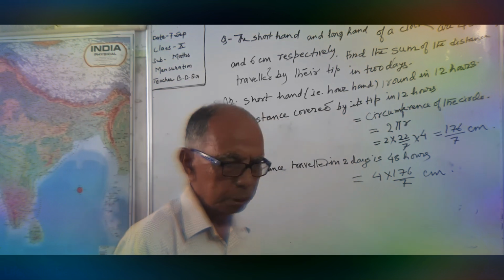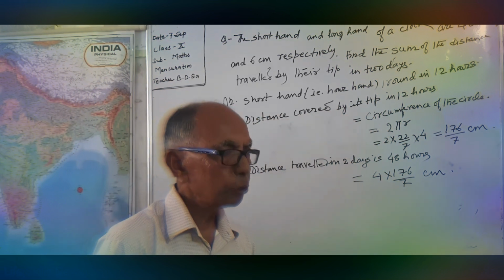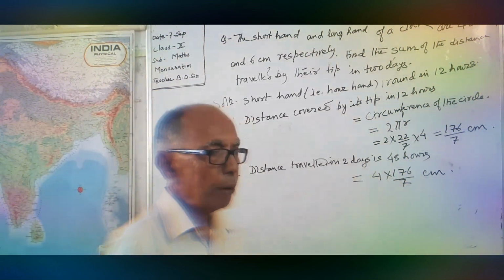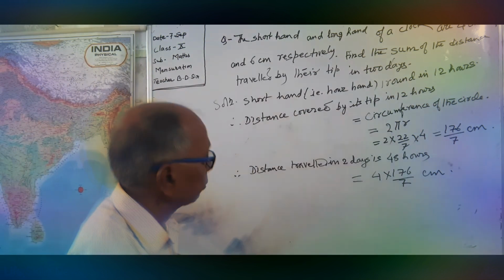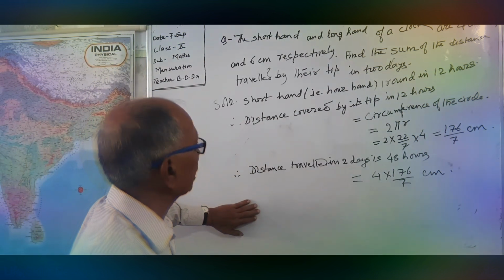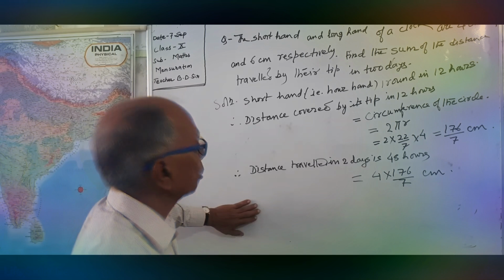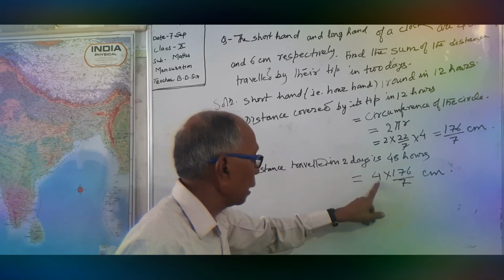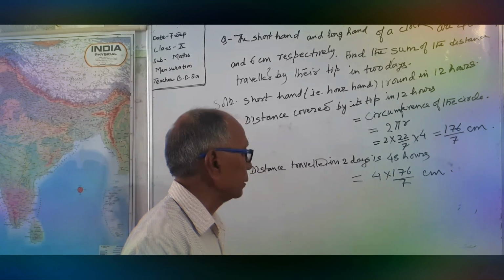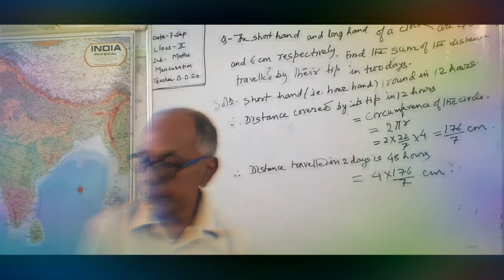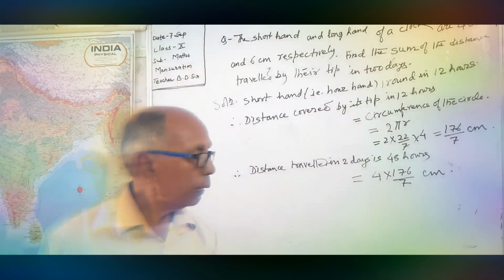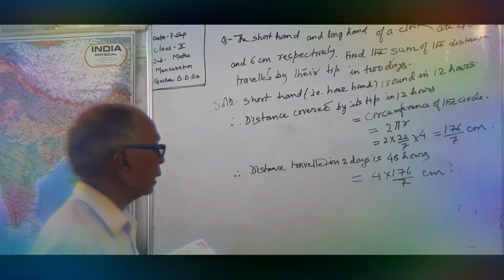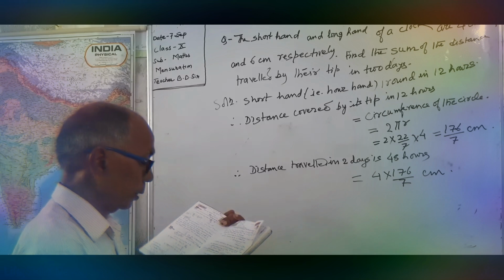So we see that when the short hand, that is the hour hand of the clock, completes rotation, then during 2 days it covers 4 into 176/7 centimeter. In the same way, we have to find the distance covered by the long hand, that is the minute hand.